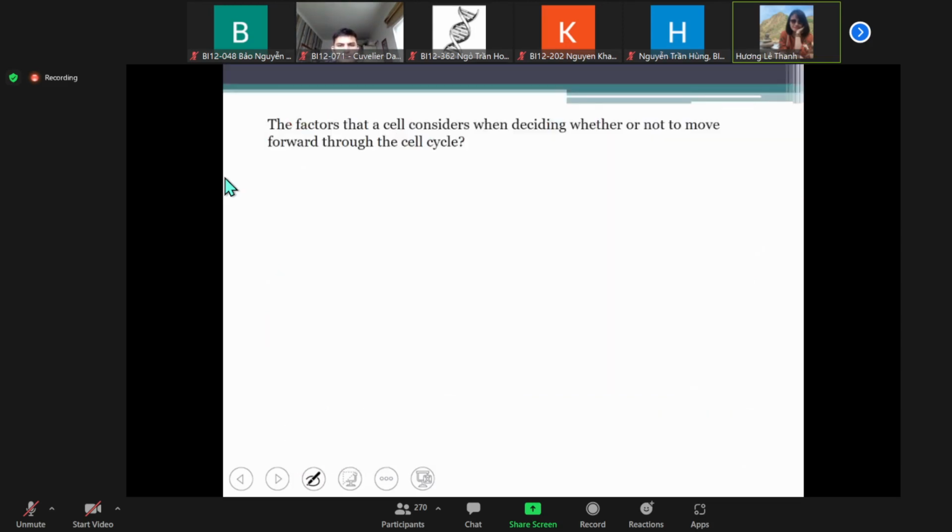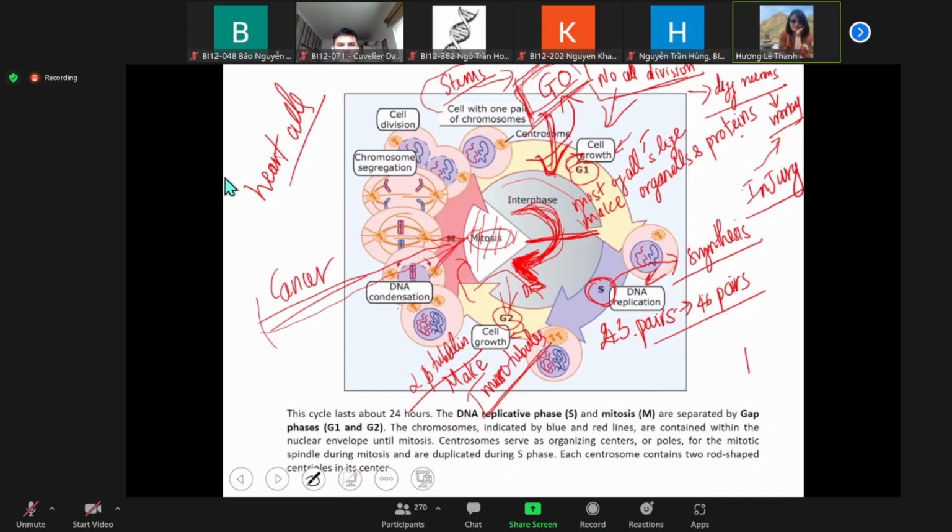So do you think that in each step here they go straight forward? That's okay. In G1 we have enough proteins and organelles. We move to the S phase. In S phase, the DNA duplicates, so we move forward to G2.